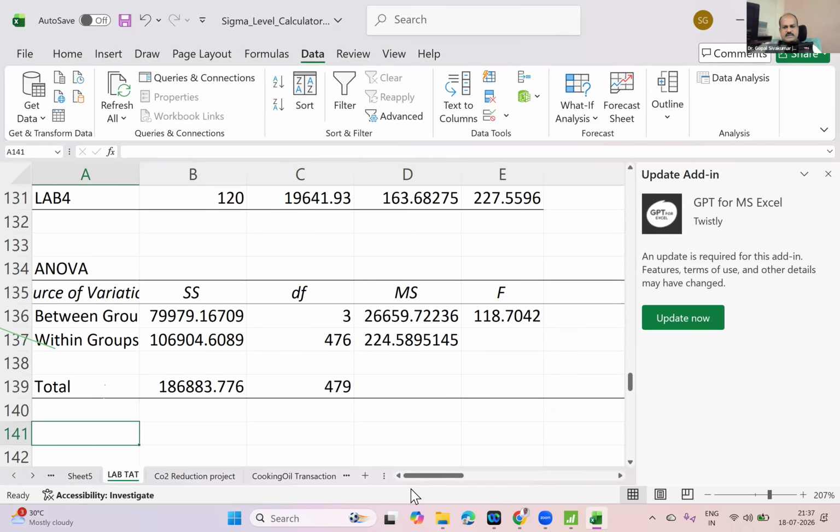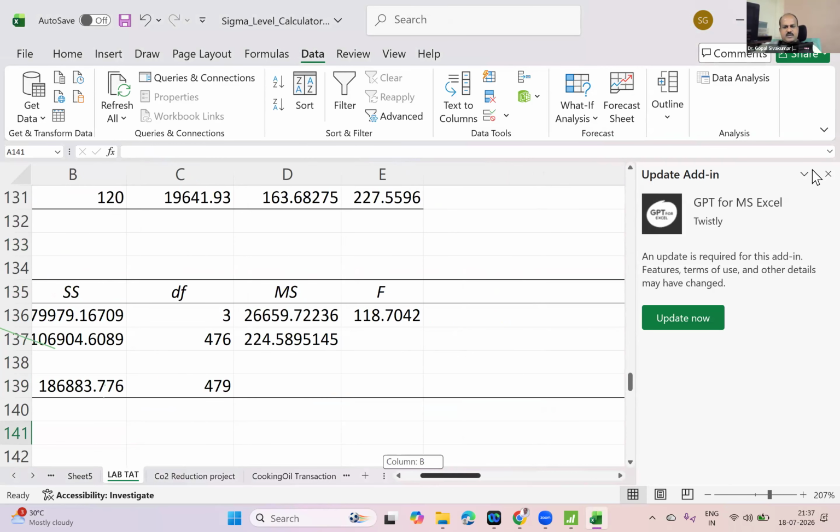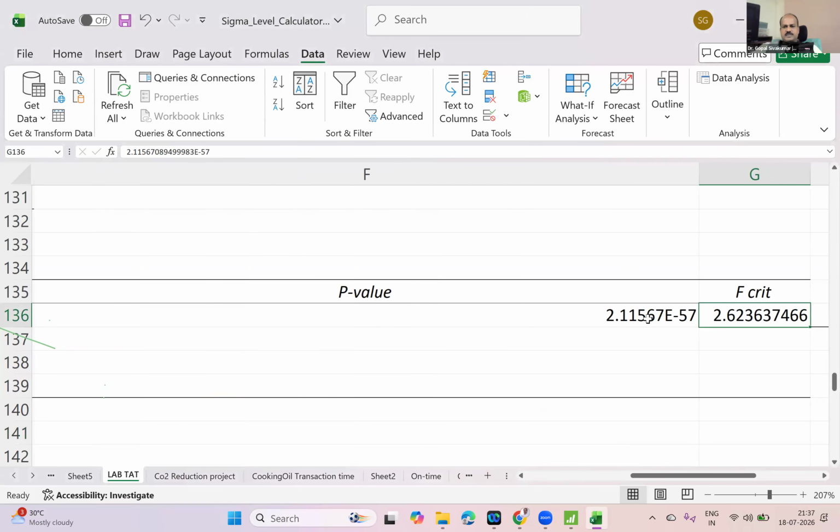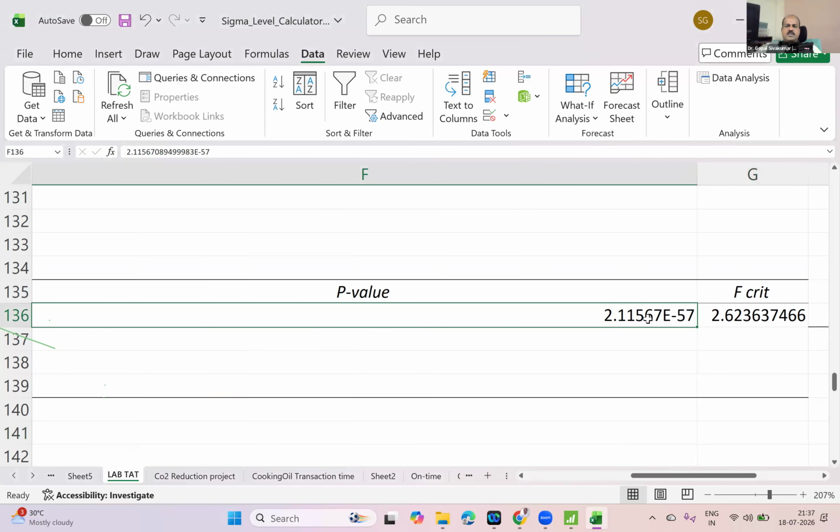Now what is important is you have to look for the p-value. Tell me, how much is the p-value? Less than 0.05 or more than 0.05? Less than 0.05. This is such a small number, e to the power of minus 57, less than 0.05, so you reject the null. So whatever we did using Minitab, we are able to do in Excel also. Clear?